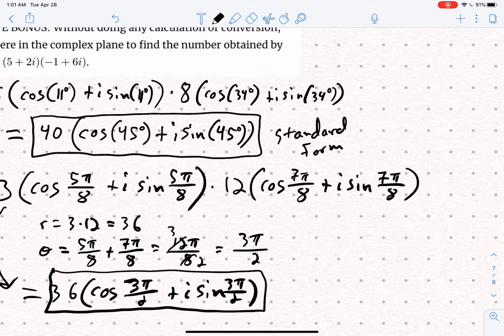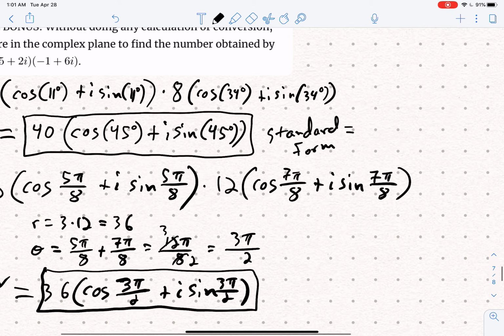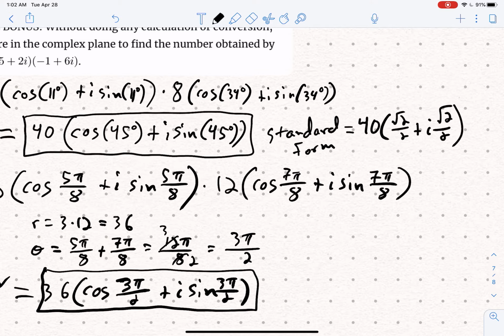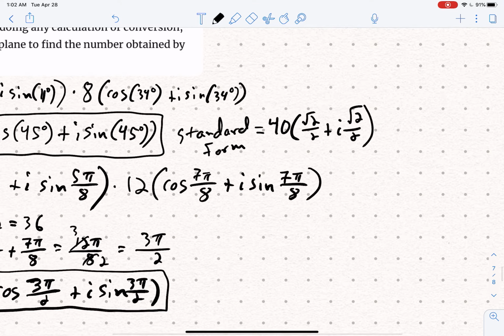So in standard form for part A, we're just going to take the polar form, replace cosine 45 and sine 45 with what they are equal to. That's one that you should know in your heads. Cosine and sine of 45 are both equal to radical 2 over 2. So for standard form of this, the 40 stays out there. That's the modulus. And cosine of 45 is radical 2 over 2 plus i times sine of 45, radical 2 over 2. And then we just simply multiply that 40 through.